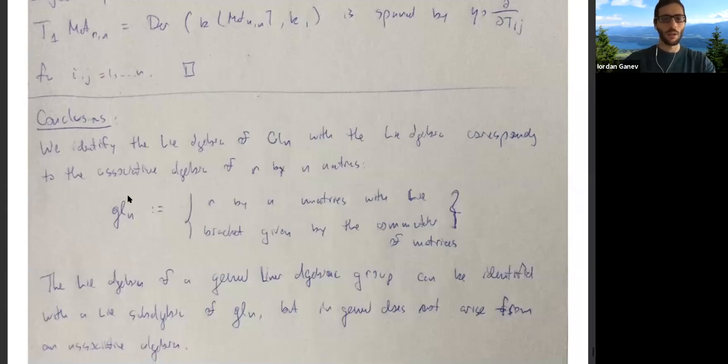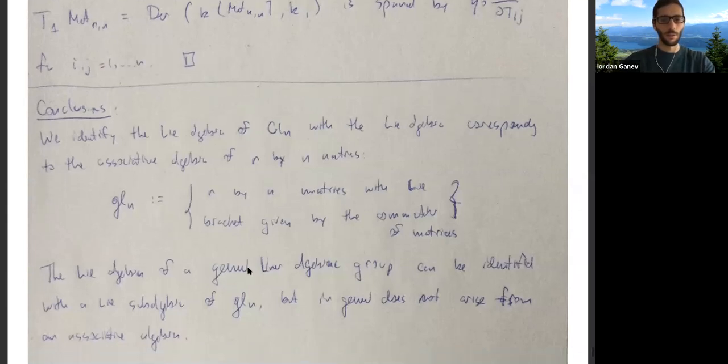Okay, and maybe I shouldn't have said general linear group. If we take an arbitrary linear algebraic group, then it'll be some Lie subalgebra of the Lie algebra gl_n. So it'll be some Lie subalgebra of n by n matrices that won't, in general, be an associative algebra. So that's what's going on here.